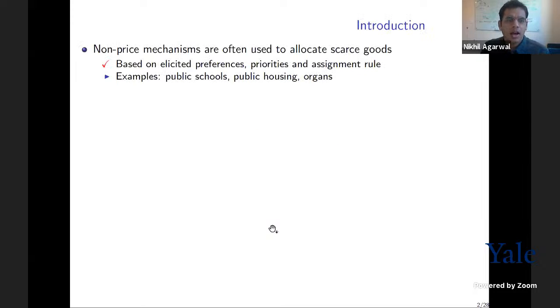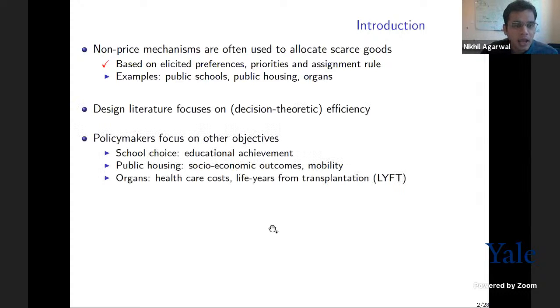So as you know, non-price mechanisms are used to allocate a number of scarce goods. And we have mechanisms that elicit preferences of agents, combine them with some priority rules and an assignment mechanism that decides who gets what. An example that you might be familiar with is public school choice or public housing, also deceased donor organs.